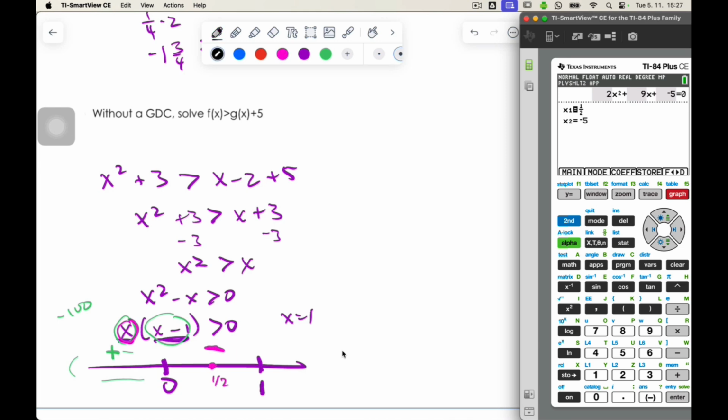And if I look at a big giant number, let's say 100, that's going to be a positive value. The equation is saying where is it positive? Well, it's clearly going to be positive here and here. And so x is less than 0 or x is bigger than 1 is the solution.